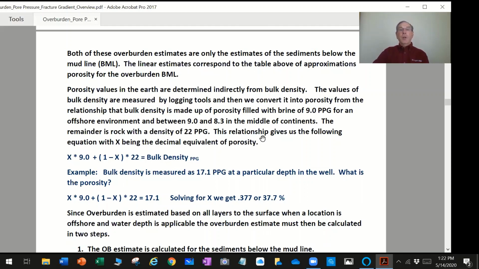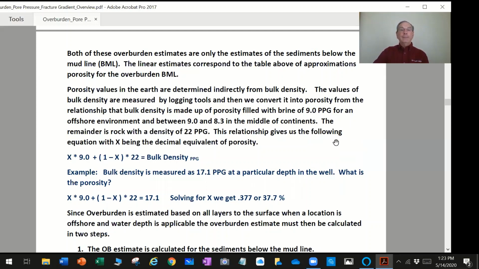So just knowing that if we have a measured bulk density, we can use this relationship: if X is the percent porosity and it's filled with 9 pound per gallon fluid, then whatever the porosity value is, decimal equivalent, the remainder of the rock has to be 1 minus X, because it has to add up to 100%, times 22 pounds per gallon equals bulk density.